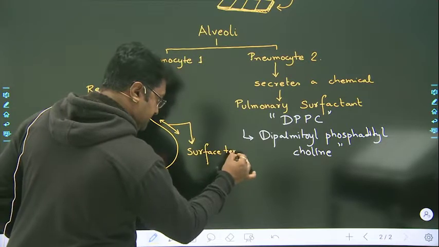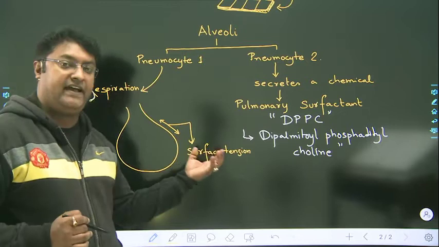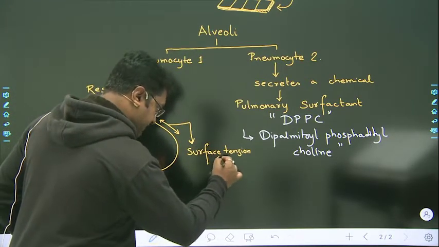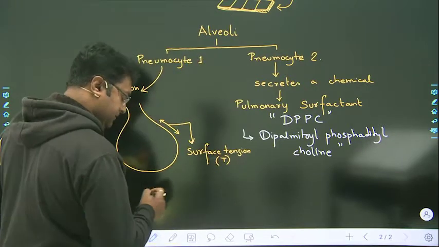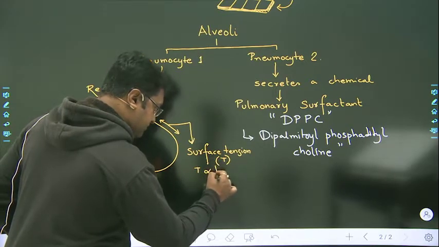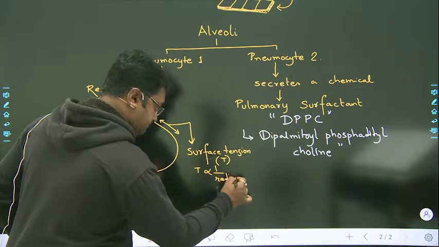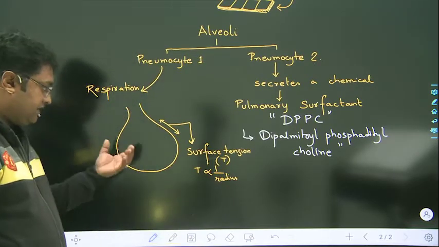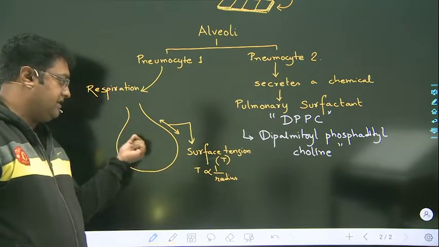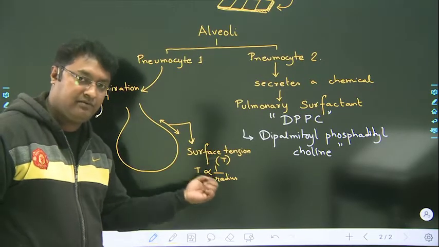Surface tension. How does this affect the alveoli? Now see, surface tension, if I write it in capital T, then T will be inversely proportional to the radius of the structure. Clear? Like suppose over here the surface tension will be inversely proportional to the radius of the alveoli. Clear? So what do we mean by this?